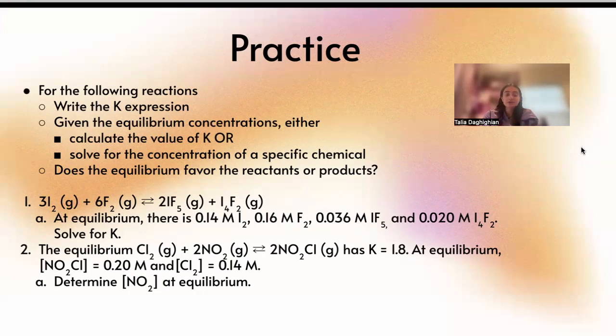The last part of the question is, based on the value of K, does the equilibrium favor the reactants or the products? So take a moment to pause the video and work on those on your own, or if you need more help, you can just keep going and I'm going to go over it. But feel free to resume the video when you are ready and we'll go over the problems.